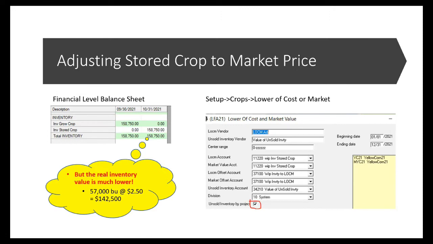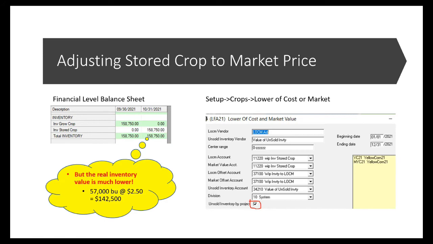So the solution is there's a routine called lower of cost to market. First of all, you need to make sure that this is installed on your system. It doesn't come automatically when you do updates, but I have to ask Sarah to install it or get the code to install it every new release.